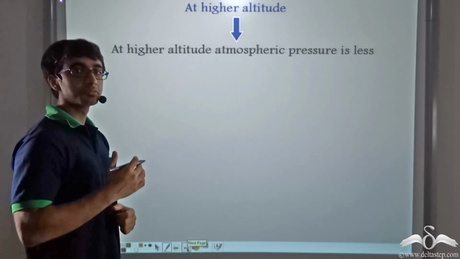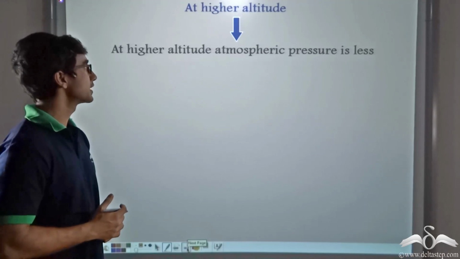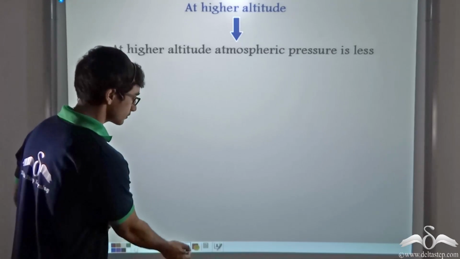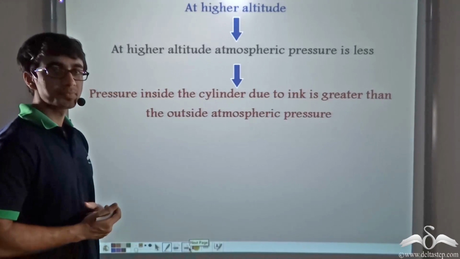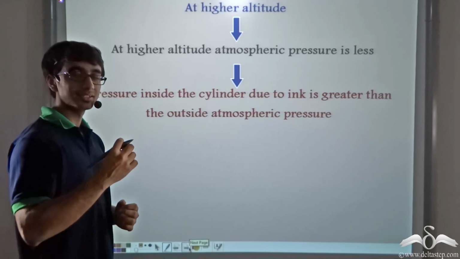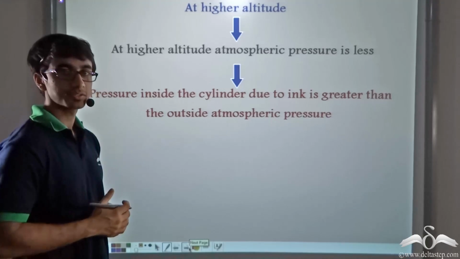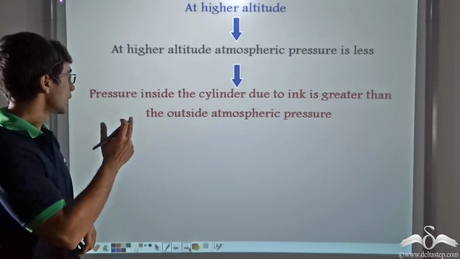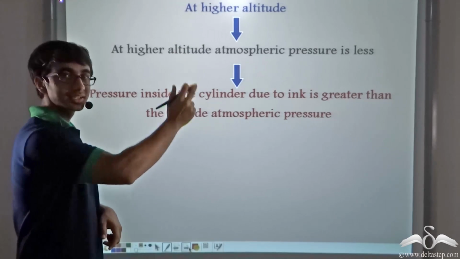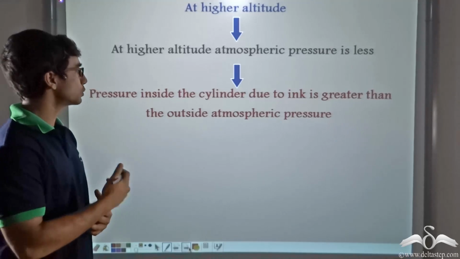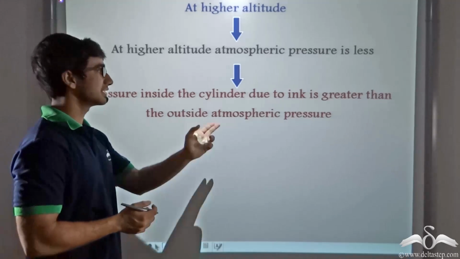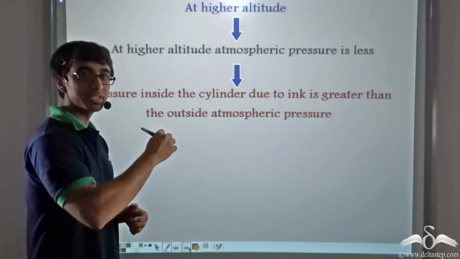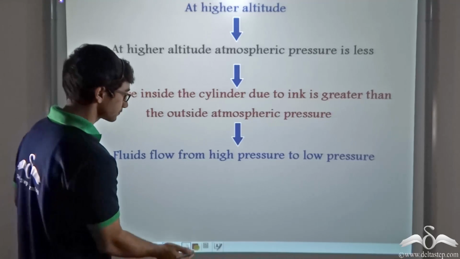As we have seen, the more we move up from the surface of the earth, the atmospheric pressure decreases and becomes less and less. So when we are going up, the pressure exerted by the ink inside the cylinder will not change. Why? Because the cylinder and the ink quantity remain the same. However, the atmospheric pressure is decreasing. So as a result, what is happening? The pressure inside the cylinder is greater than the atmospheric pressure that is outside being exerted on the cylinder.